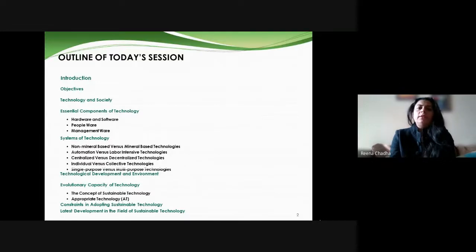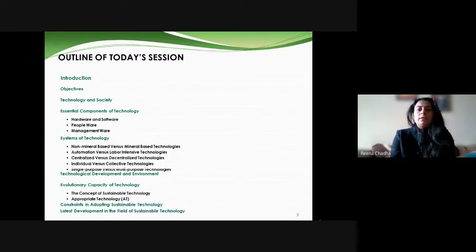If we understand the components, then we'll be able to understand where we can contribute towards conservation of environment through enhancing essential components and features of the technology. Okay, then we'll study about the systems of technology.